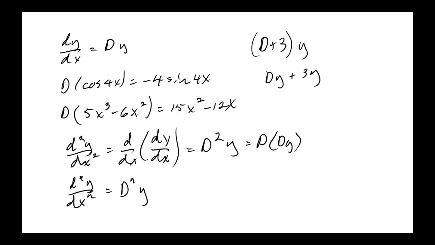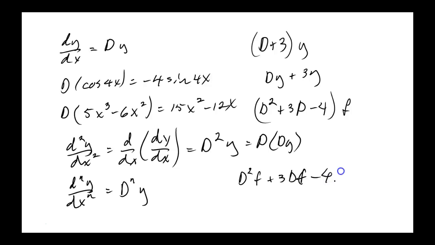So you could have higher orders of those, like d squared plus 3d minus 4. This is really getting bizarre. And that could be operating on some function f. That would be the second derivative of that function f, plus 3 times the derivative of f, minus 4 times f.